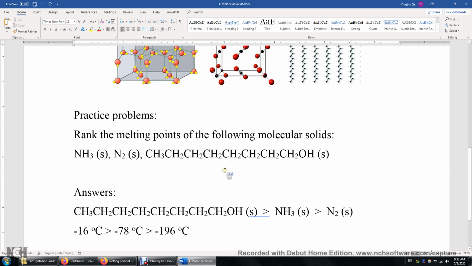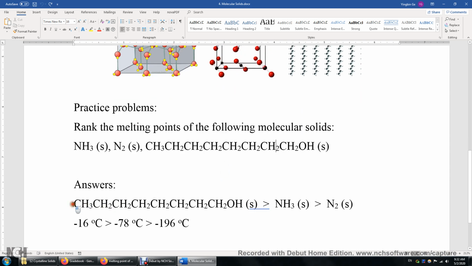Let's look at the answers. Indeed, octenol has a negative 16 degree Celsius melting point, higher than ammonia. This is the melting point of ammonia, and nitrogen has the lowest melting point, negative 196 degrees Celsius. But now you may wonder, hey, it has such great dispersion, why is its melting point, negative 16 degrees Celsius, lower than water?